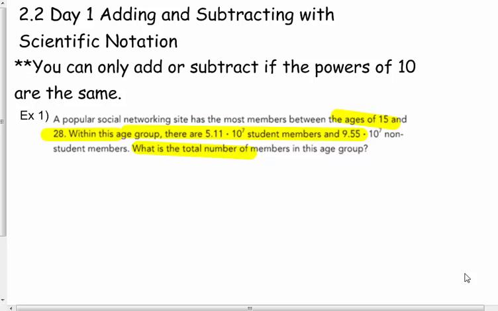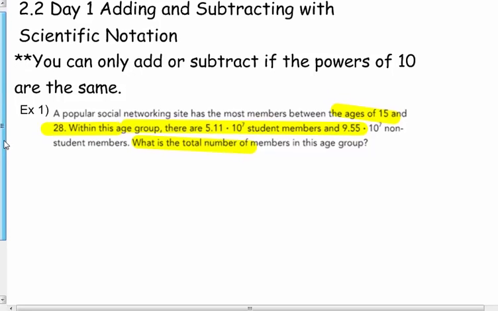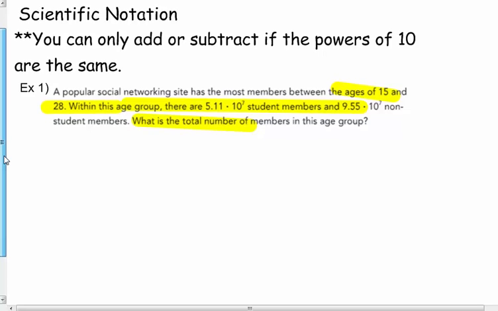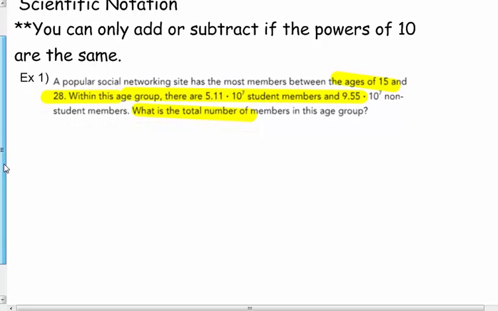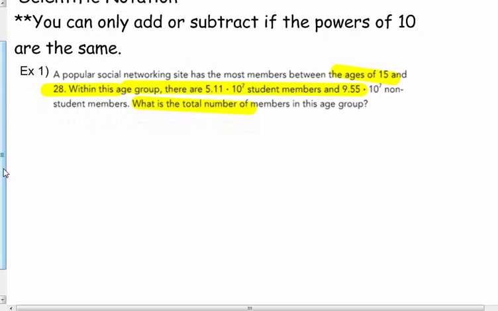Today's lesson is 2.2, day 1, or day A, adding and subtracting with scientific notation. So adding and subtracting numbers in scientific notation. For today's lesson, you can only add or subtract if the powers of 10 are the same. So today we're going to deal with the same powers of 10. Tomorrow's lesson will deal with different powers of 10 and how we have to adjust that. But that is true. You can only add or subtract if the powers of 10 are the same.